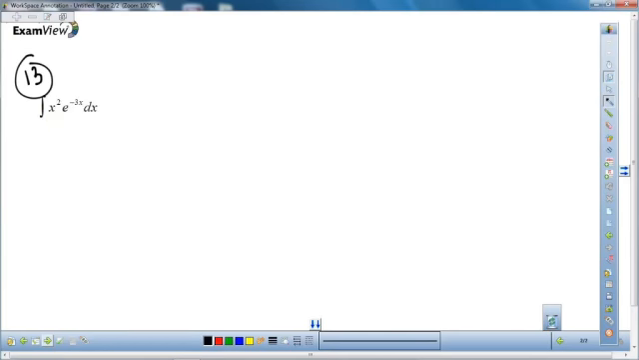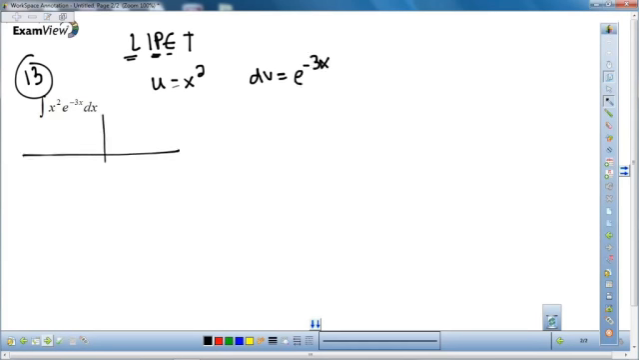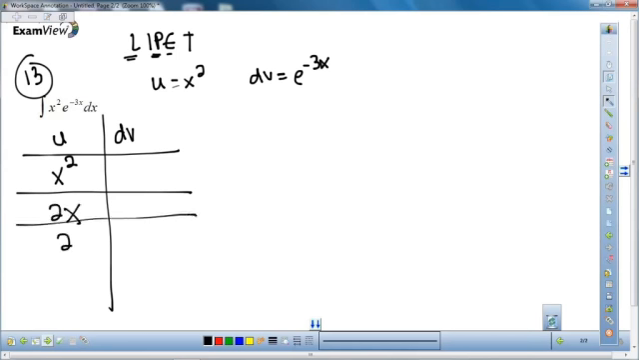For number 13, notice if you do use substitution, this would not work. So what you're going to have to do is integration by parts. I always let polynomials before exponentials be u. And if you take the derivative of u enough times, eventually it'll hit 0, so I'm going to be able to use my table. The derivative of x squared is 2x. The derivative of 2x is 2. And the derivative of 2 is 0.